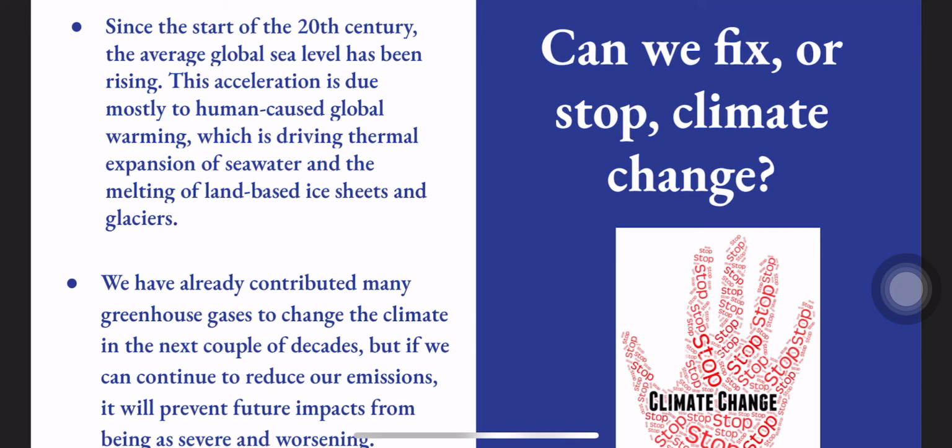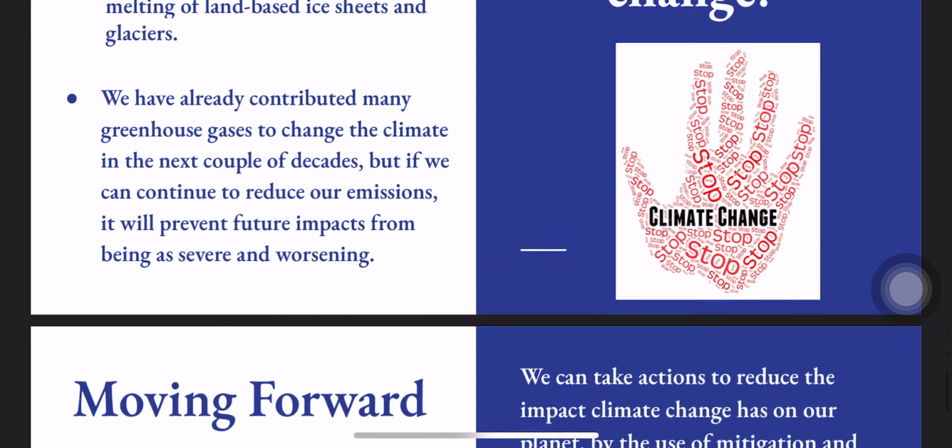Can we stop or fix climate change? Since the start of the 20th century, the average global sea level has been rising. This acceleration is due mostly to human-caused global warming, which is driving thermal expansion of seawater and the melting of land-based ice sheets and glaciers. We have already contributed many greenhouse gases to change the climate in the next couple of decades, but if we can continue to reduce our emissions, it will prevent future impacts from being as severe and worsening.